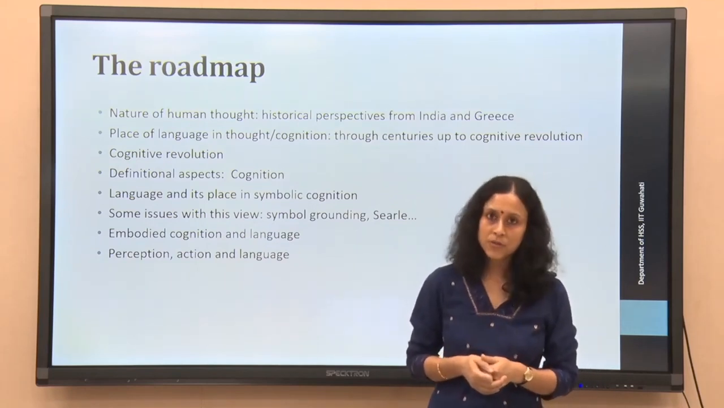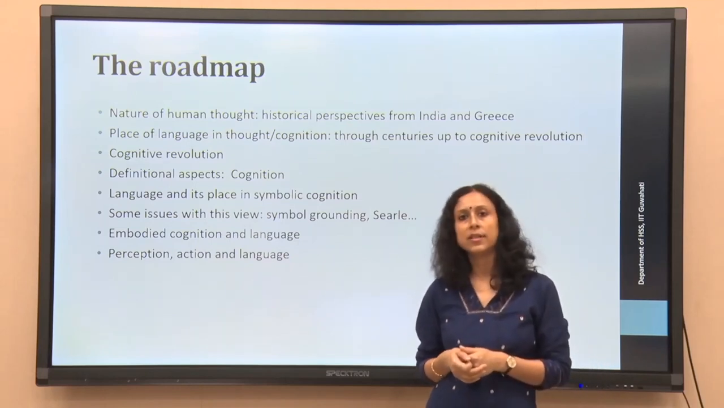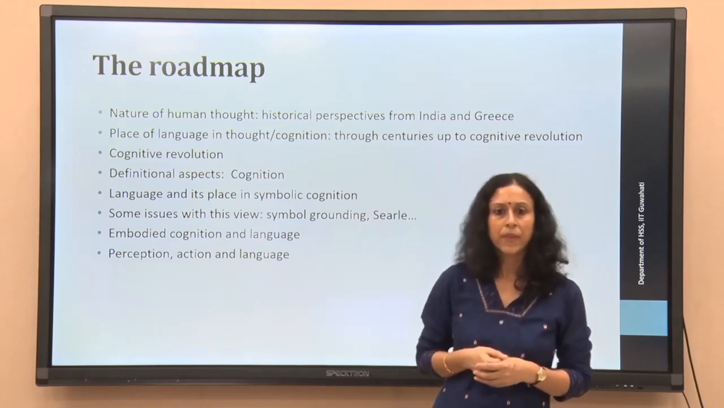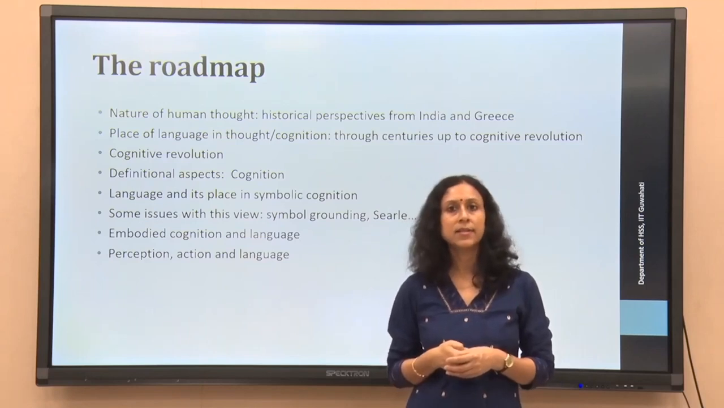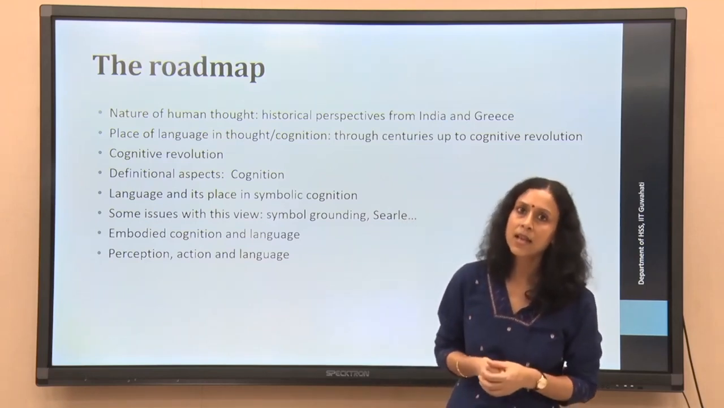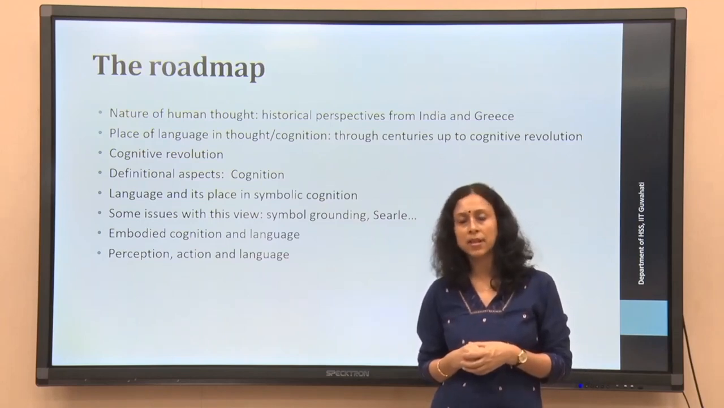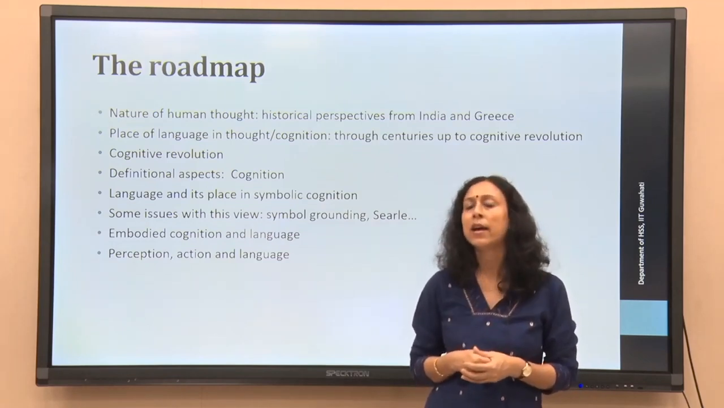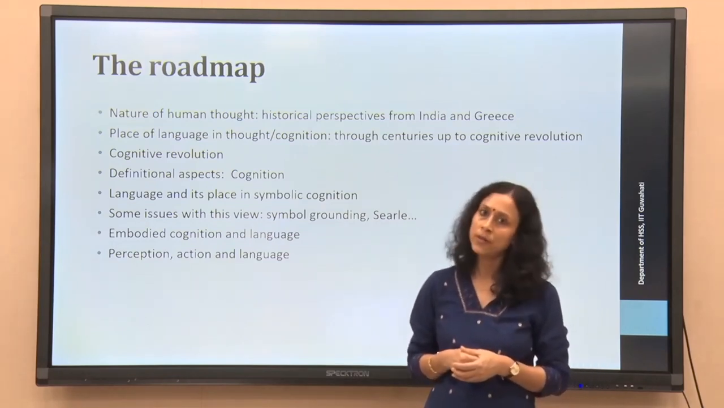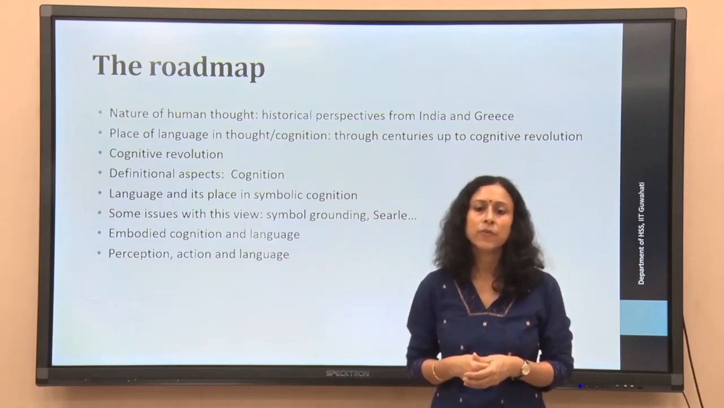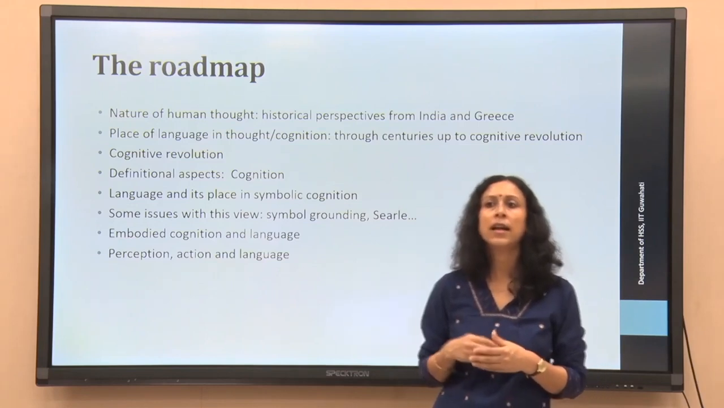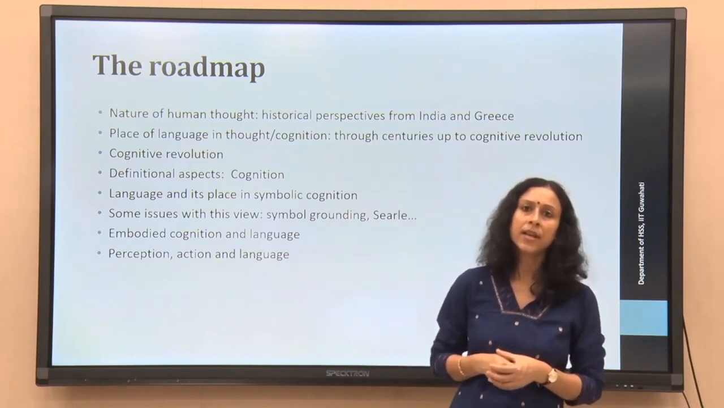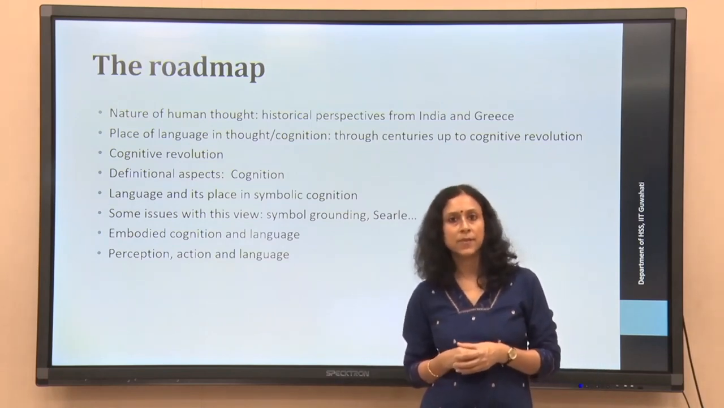So, we will look at the cognitive revolution after that, and then we move on to what is cognition, what are the definitional aspects of it, what does it cover, and so on. And then we will move on to language and its place in symbolic cognition. Cognitive science has had its own trajectory of development, and there are many branches of it. The initial understanding of cognition, of the human mind and its working, has changed a lot over the last few decades. So, we will look first at symbolic cognition and how language is placed within the symbolic cognitive understanding of the human mind, and then there are some issues with symbolic cognition as far as language is concerned.